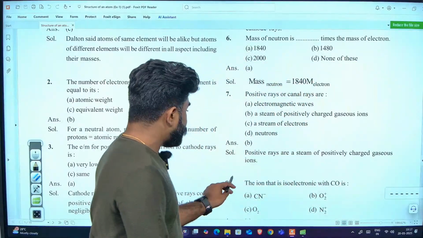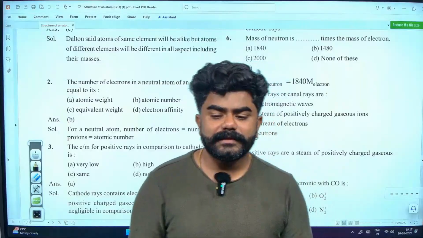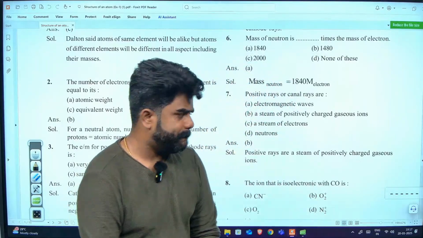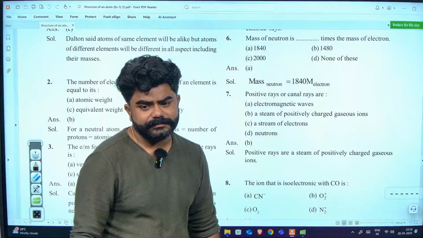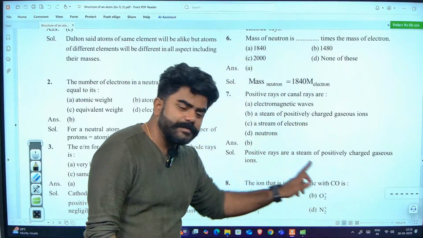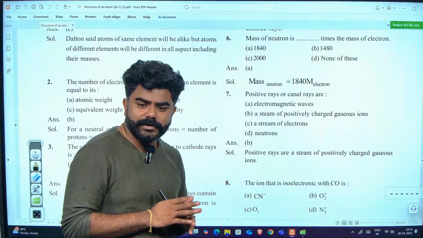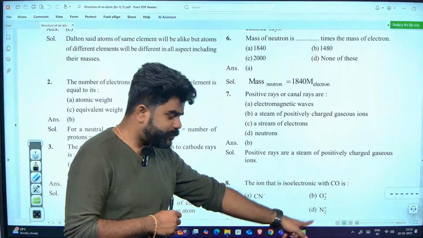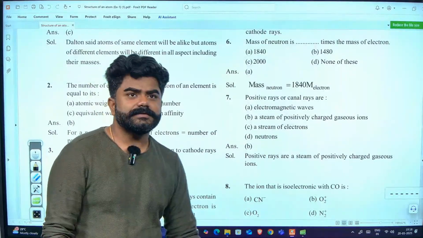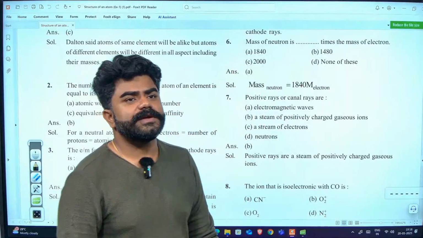Now the question is: the ion that is isoelectronic with CO. So we need to find out how many electrons carbon monoxide has. For carbon, how many? 6. Oxygen, 8. So 6 + 8 is 14 electrons. So whichever species given here has 14 electrons is isoelectronic with this CO. Got it? So find out now. Calculate each one. If you have found the answer, just keep it with you. Let others also find it.